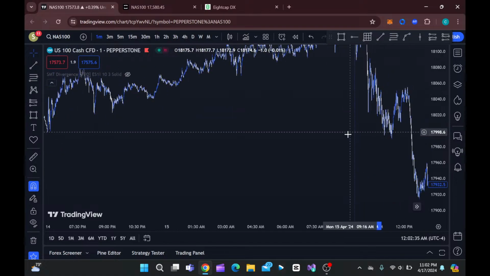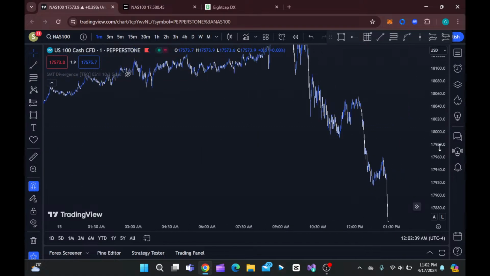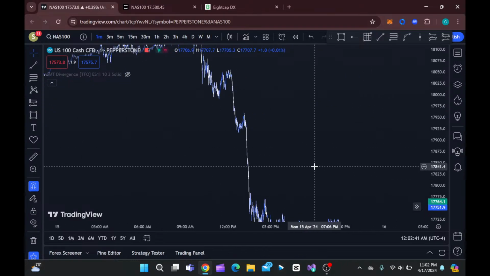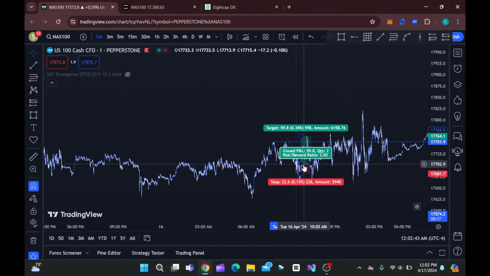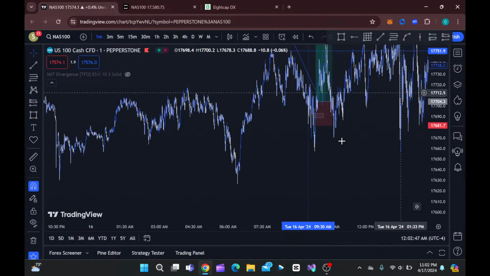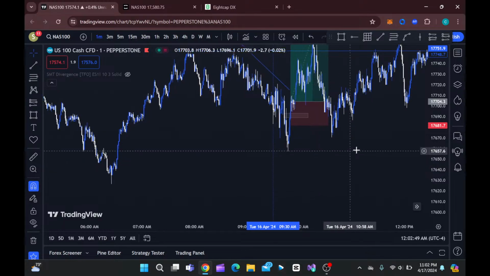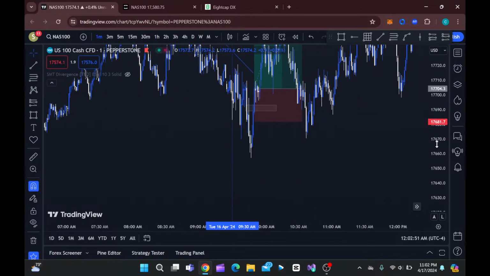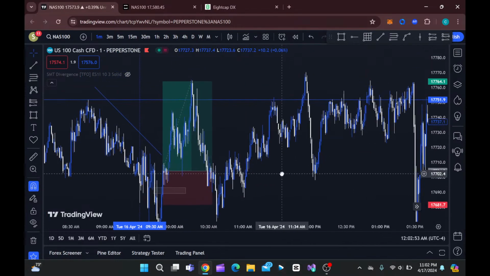Another bad thing I did is I risked a lot. I risked 1%, which is a lot for me, and I definitely shouldn't have done that. So yeah, next time I can't risk that much on a stupid trade. All right, next.